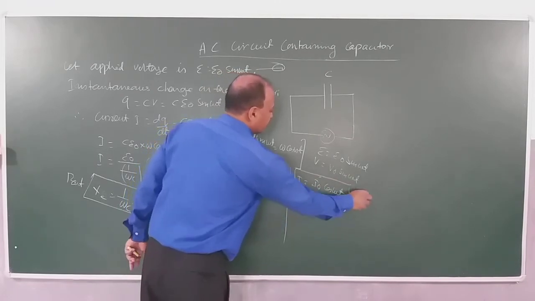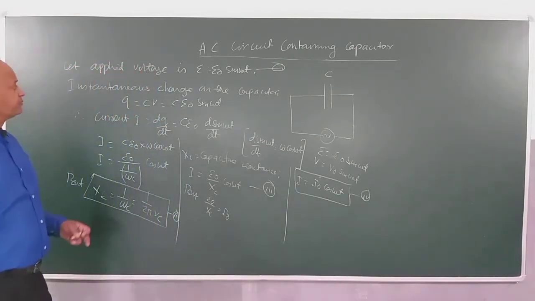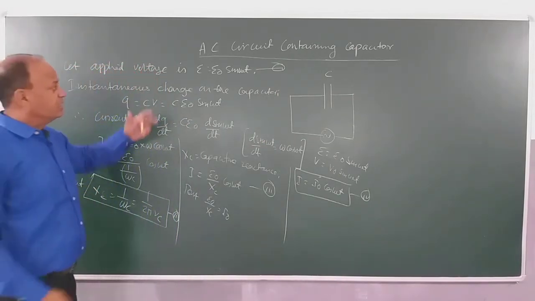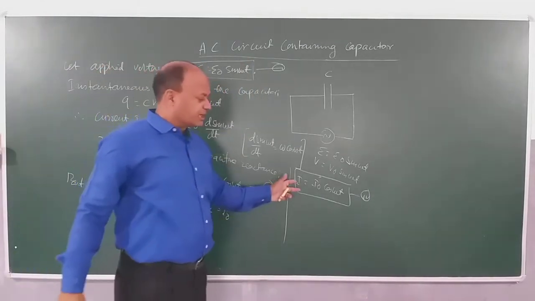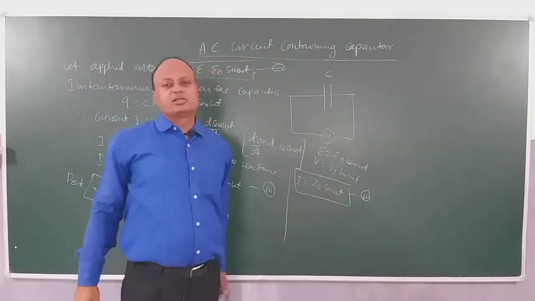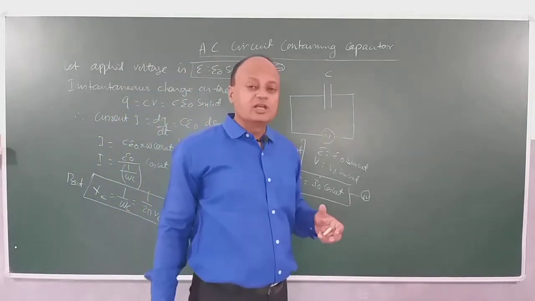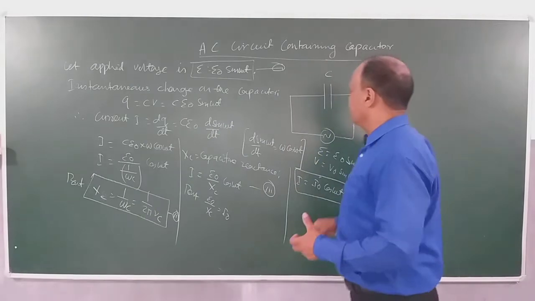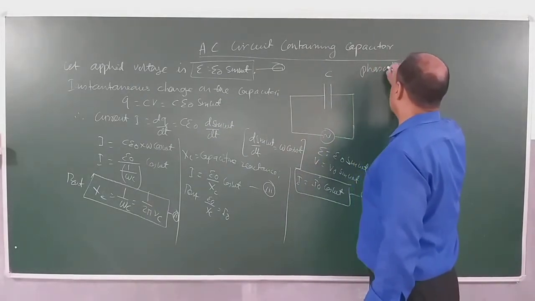So this is finally the relation that we got between the applied voltage E equals E naught sin omega t and the current in the circuit I equals I naught cos omega t. Now it becomes very pertinent, very important for us to know the phase relation, or phasor diagram.